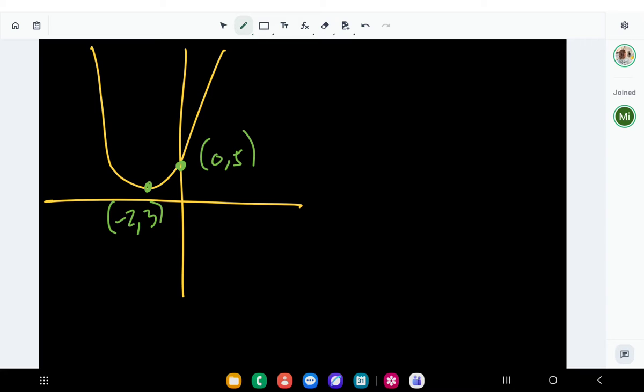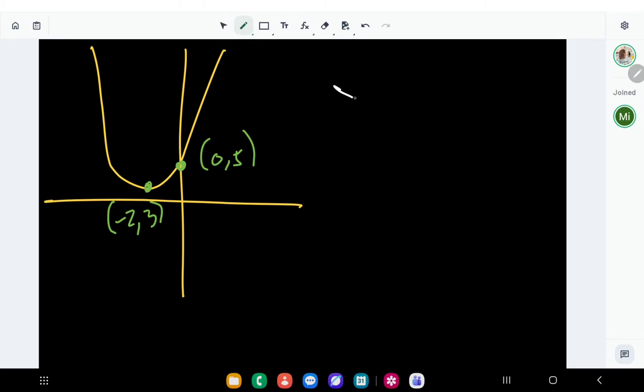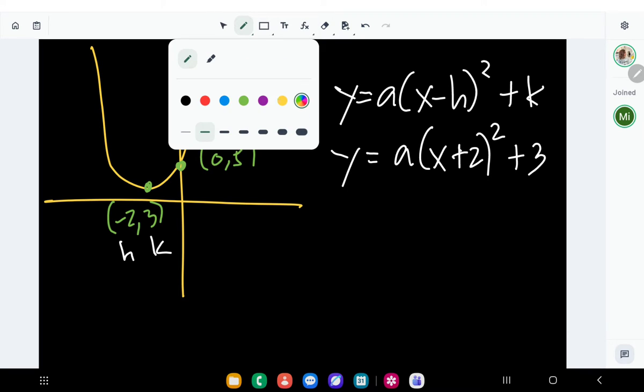Use vertex form, since you're given the vertex. What's the vertex form again? Okay, (h, k). So we can write this as y equals a times (x minus negative 2), which is x plus 2, squared, plus 3. Then you solve for a.